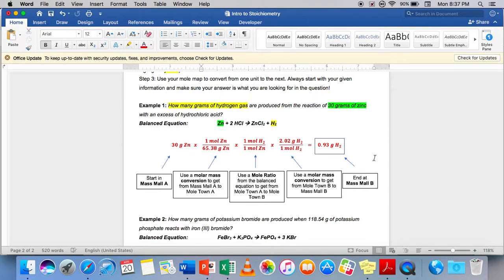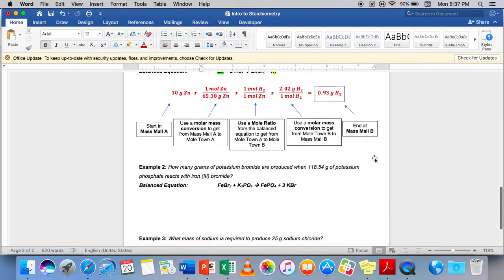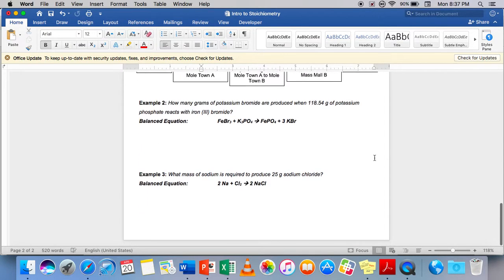Okay, why don't we do example 2 together? Example 2 says how many grams of potassium bromide are produced when 118.54 grams of potassium phosphate reacts with iron 3 bromide.